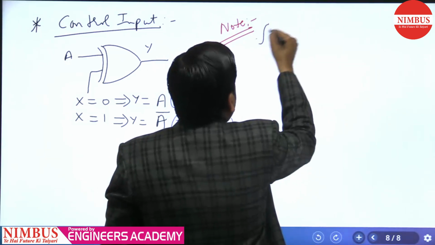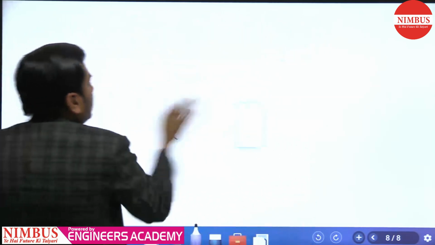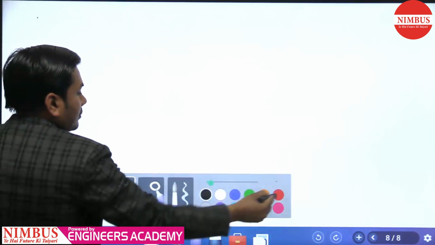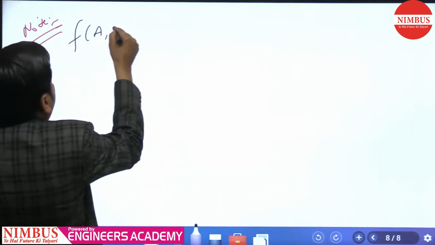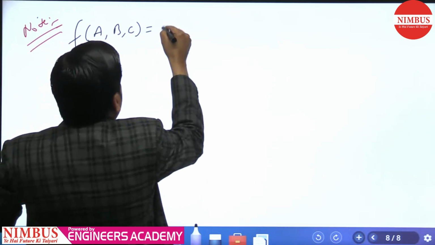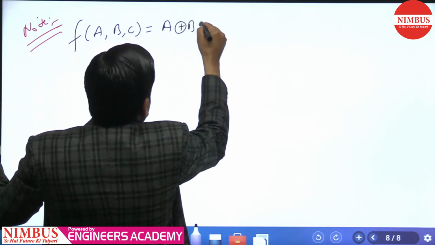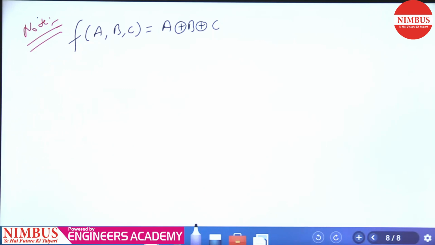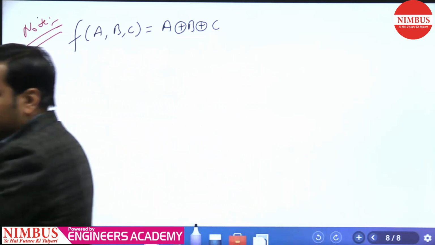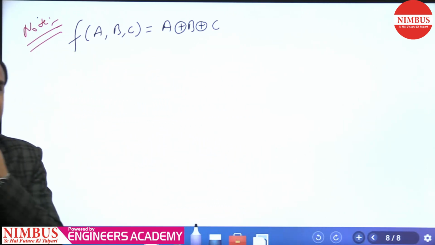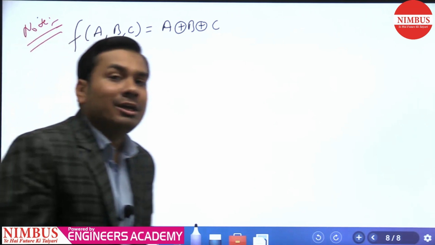Suppose we are having a function f(a, b, c) that is a XOR b XOR c, and we want to find out the minterms for this function, for this expression a XOR b XOR c.